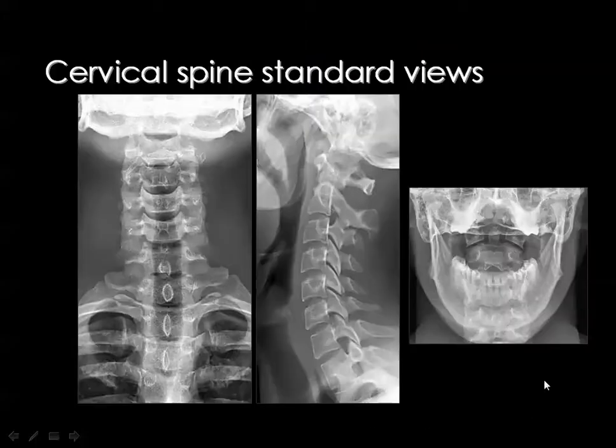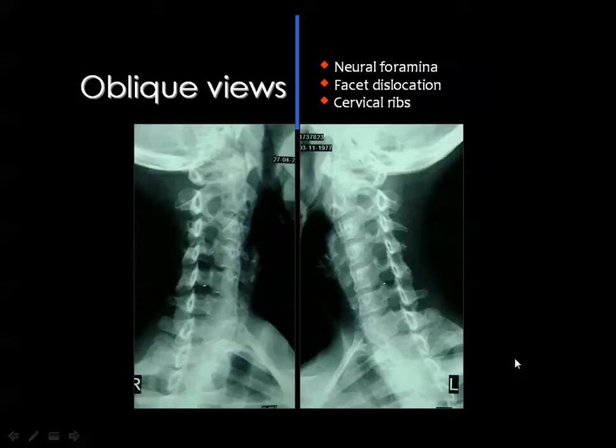The standard views in the cervical spine include the anteroposterior view and the lateral view, and many times we can have this projection, which is known as the open mouth view, where you can evaluate the odontoid process as well as the atlantoaxial articulation. The oblique views of the cervical spine are directed for evaluation of the neural foramina. These are the neural foramina, which are evaluated for the possibility of osteophytes, for example, protruding into the foramen, or any abnormal density or calcium within the foramen.